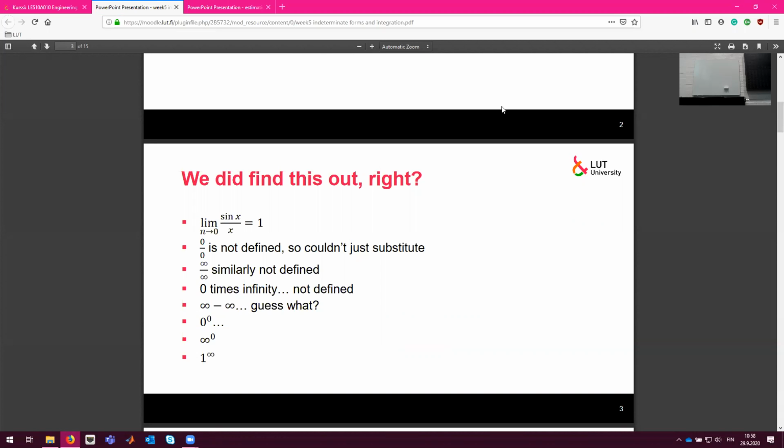0 over 0 is not defined, so we cannot just substitute. Other things that are not defined are infinity over infinity, 0 times infinity, and infinity minus infinity, which is not 0, it's undefined. 0 to the power of 0, yeah, no. 1 times infinity is probably 1, and 0 times 0 is probably 0. I'll need to check. Those are essentially decided by convention.